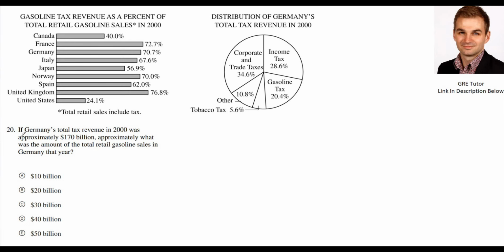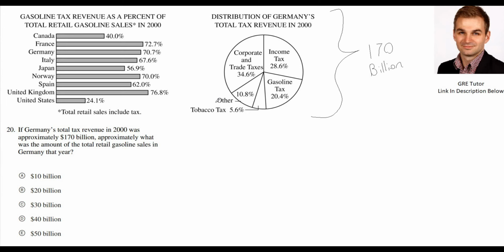Now, question 20 says, if Germany's total tax revenue in 2000 was approximately 170 billion. So for this chart here, which is giving the breakdown of the percentage of the tax revenue, the total tax revenue here is 170 billion. All right, so we know that. Then, approximately what was the amount of the total retail gasoline sales in Germany that year?